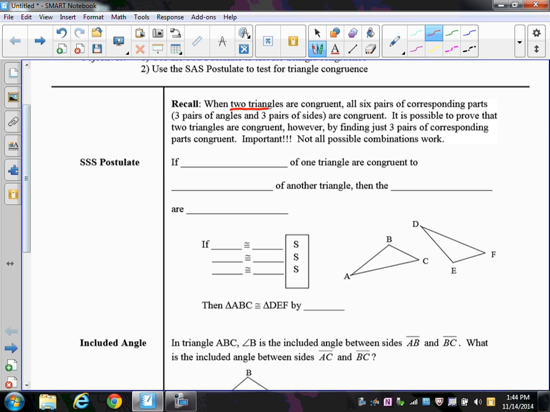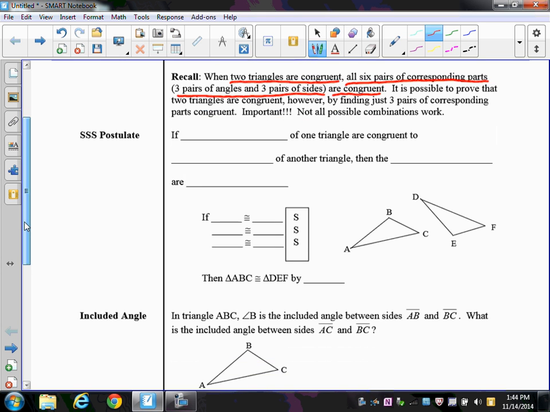It says when two triangles are congruent, all 6 pairs of corresponding parts, their pairs of angles and pairs of sides, are congruent. So that was what we defined congruency to be. In this section, we're going to learn a couple of shortcuts where you don't need to show that all 6 pairs of corresponding parts are congruent. The first one is the SSS postulate.